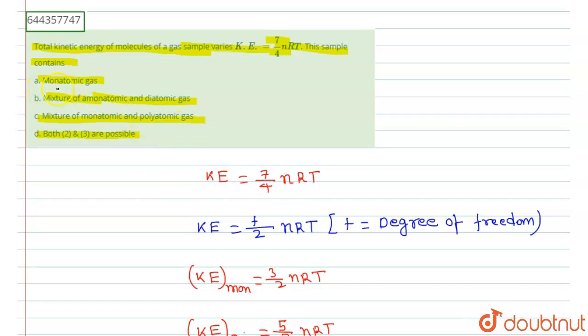The first option is wrong because for monoatomic the degree of freedom is 3, so the energy is 3 by 2 nRT, but here it is 7 by 4 nRT. So this is the wrong option. But a mixture of monoatomic and diatomic may be possible, and a mixture of monoatomic and polyatomic is also possible. So D is the right option for this question, that is both 2 and 3.